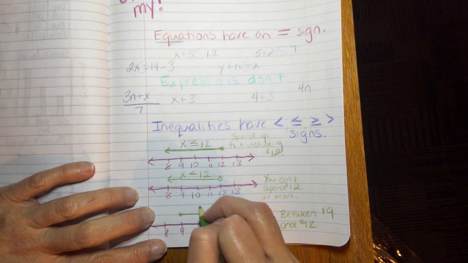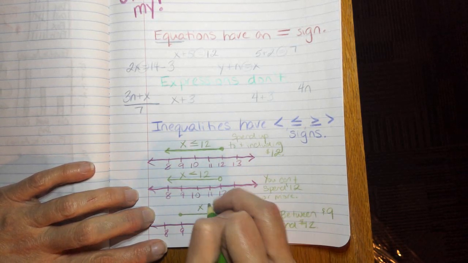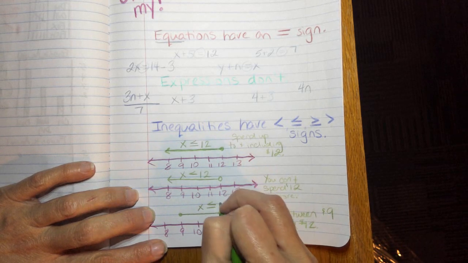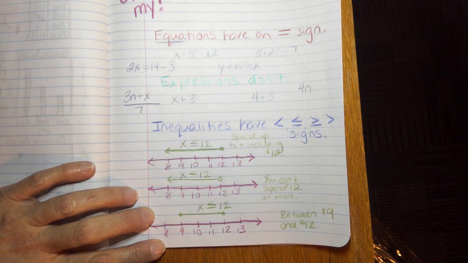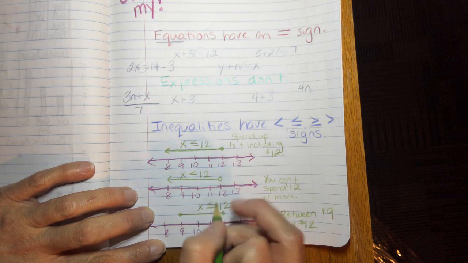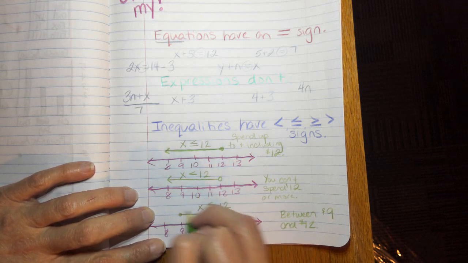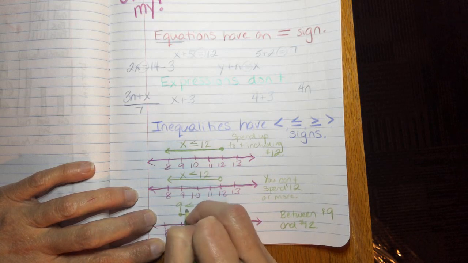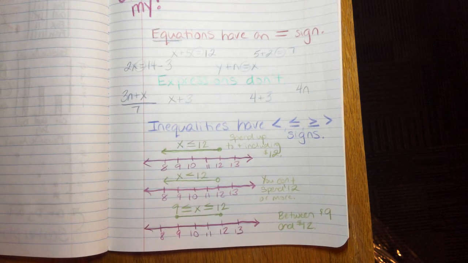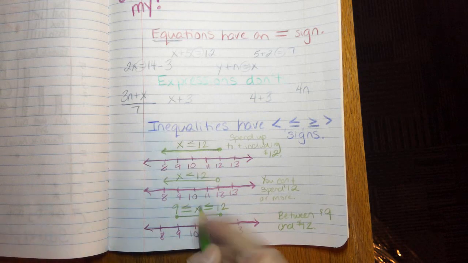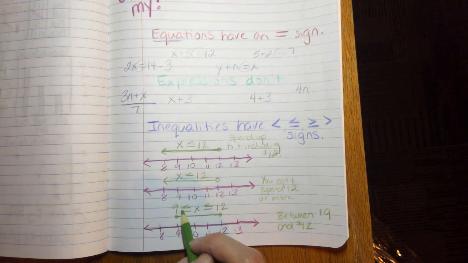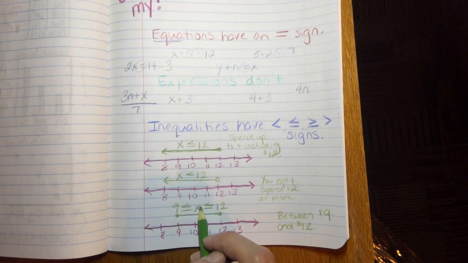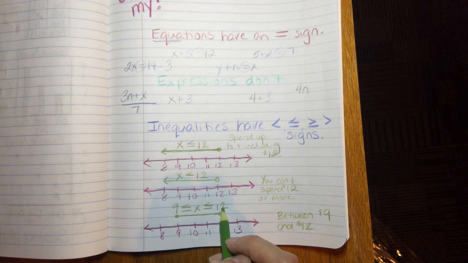So on this one, X needs to be less than or equal to 12, but also 9 has to be less than or equal to X. X has to be in between 9 and 12. So 9 is less than or equal to X, and X is less than or equal to 12.